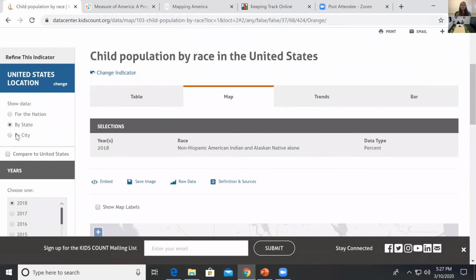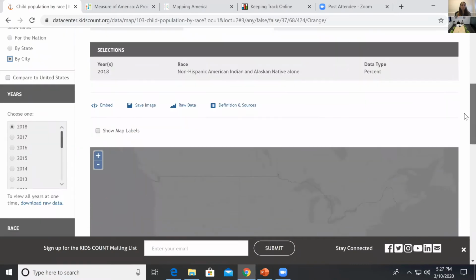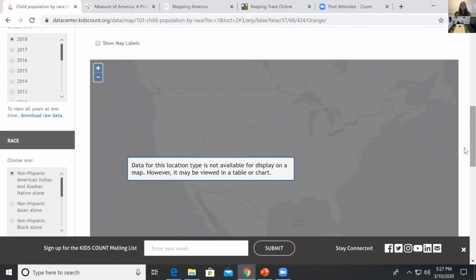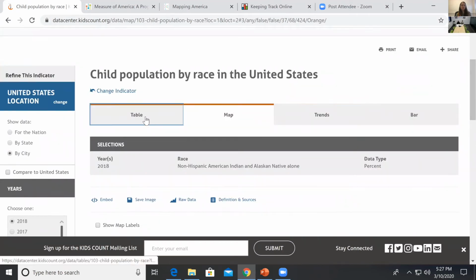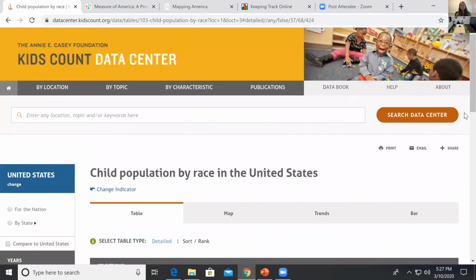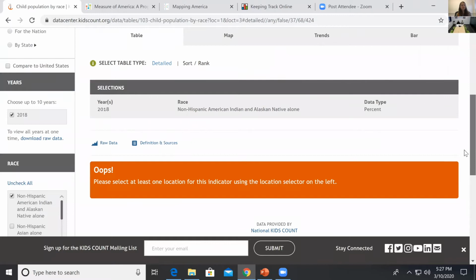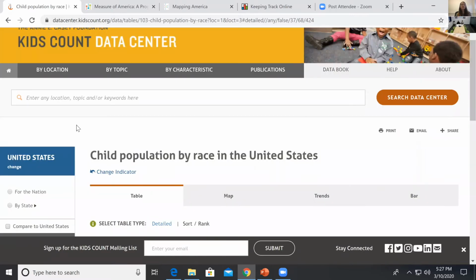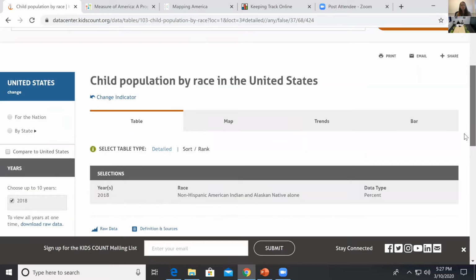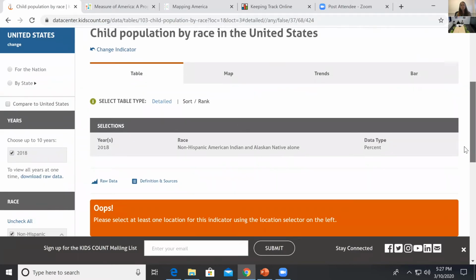And so you can also go by city. Doesn't necessarily have all the cities, right? So it's not on the map, but you can go back to your table and see if you can get this information by city. Nope. So what is happening here is that there is not data on child population by race at the city level that the Kids Count Data Center was able to compile, right? And so there could be a lot of different reasons for that. And for different topics, you're gonna have differing availabilities for what you can see at the state and city level.